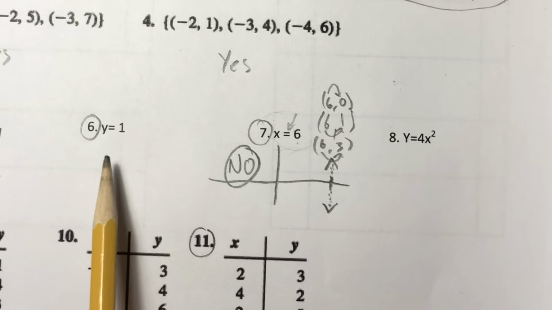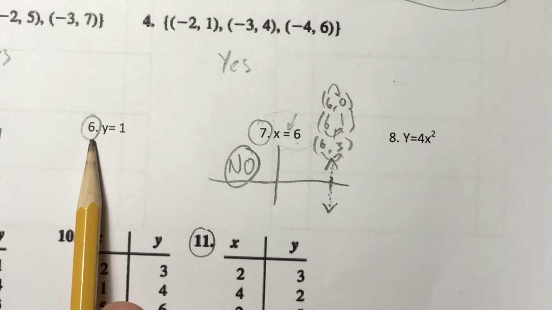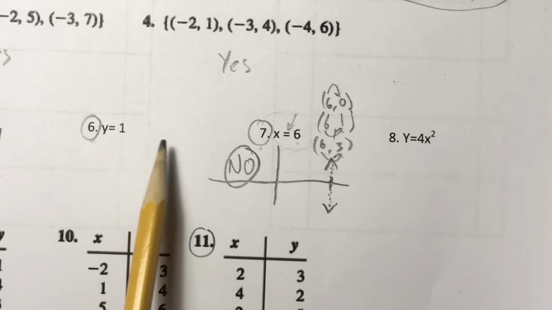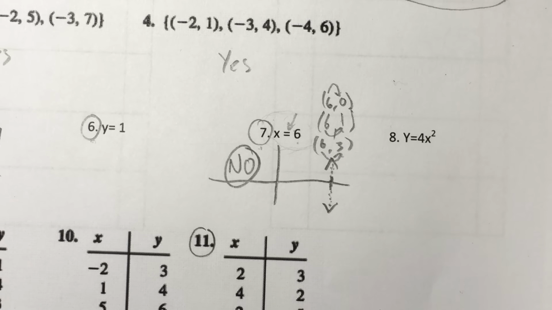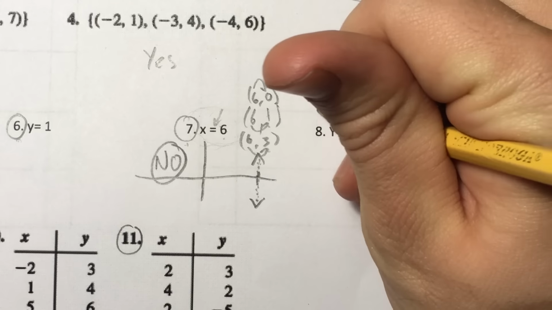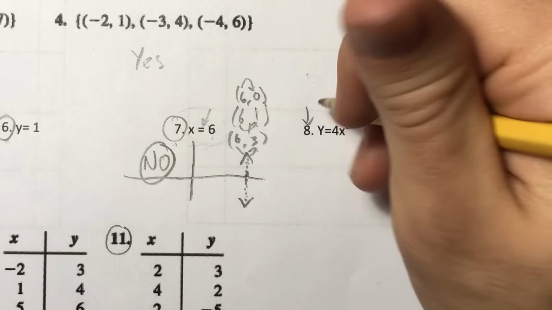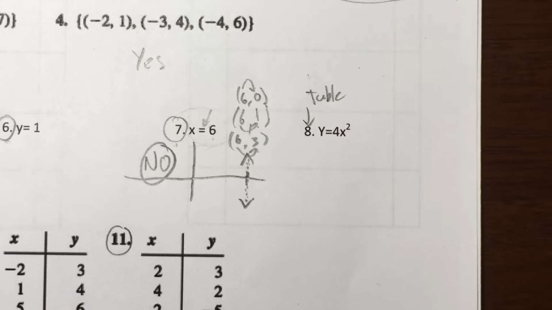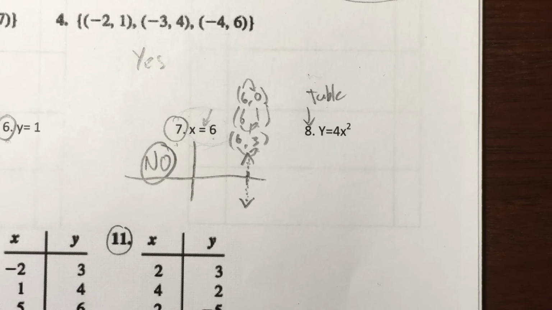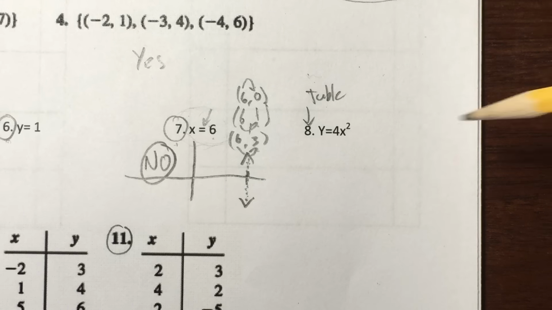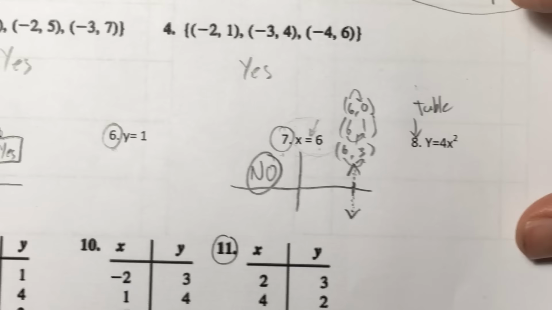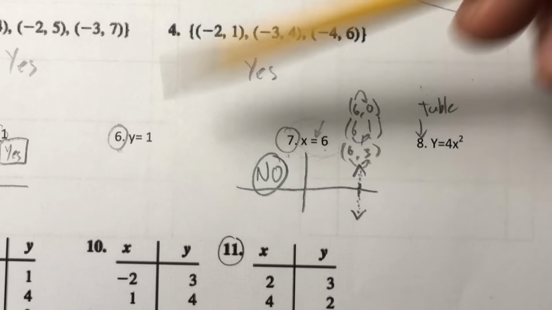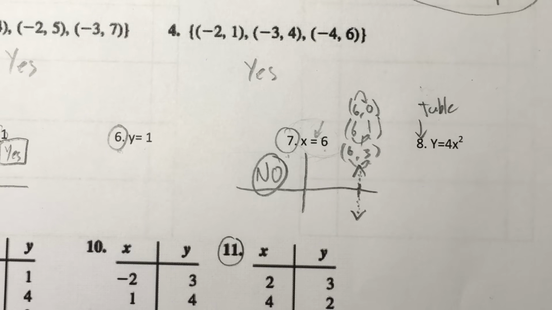Now for number 6, you can do this similarly to number 7, but notice that your line should be horizontal rather than vertical. And then for number 8, I recommend making a table of values and then plotting that on a coordinate plane to determine whether or not this is a function. So right now I want you to pause the video, do number 6 and number 8, and then push play for your answers.